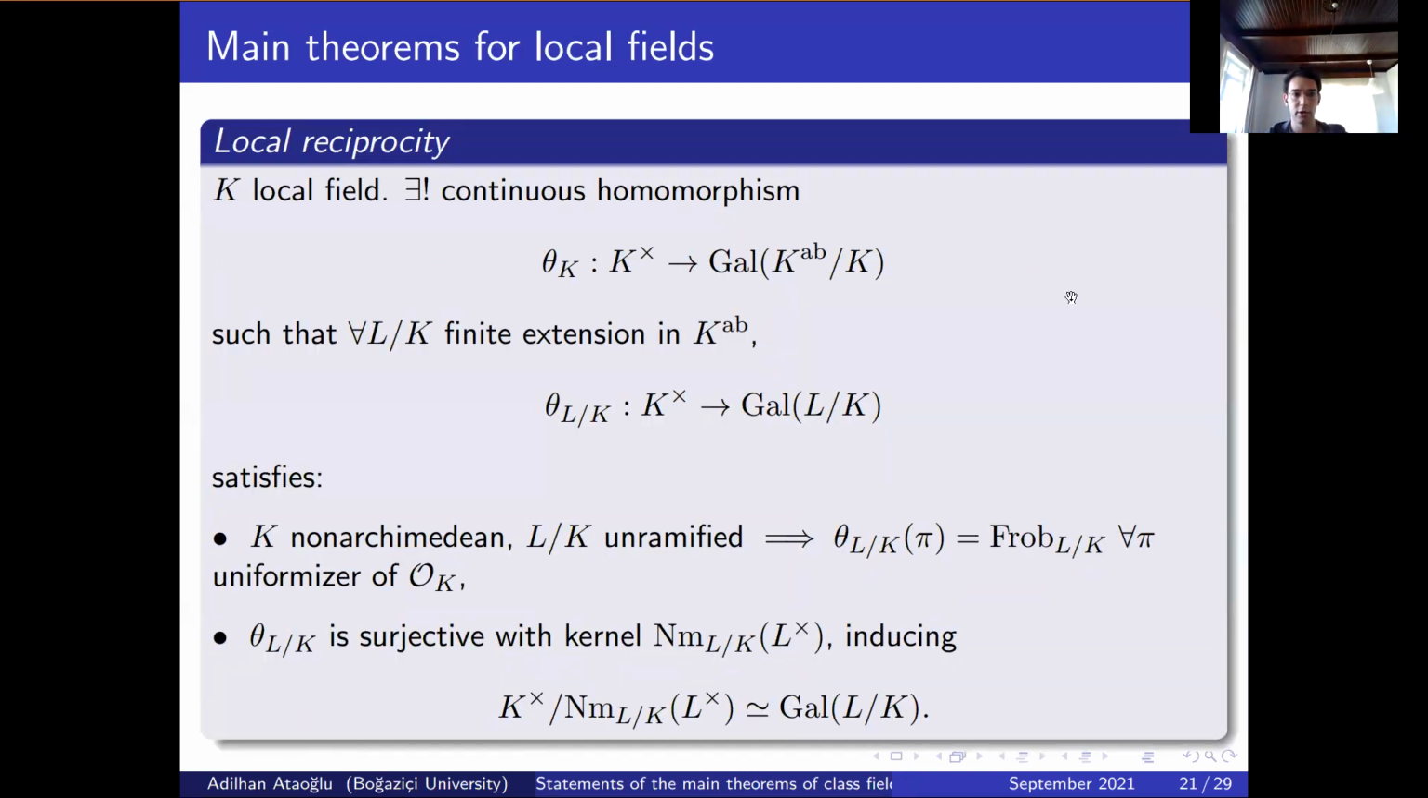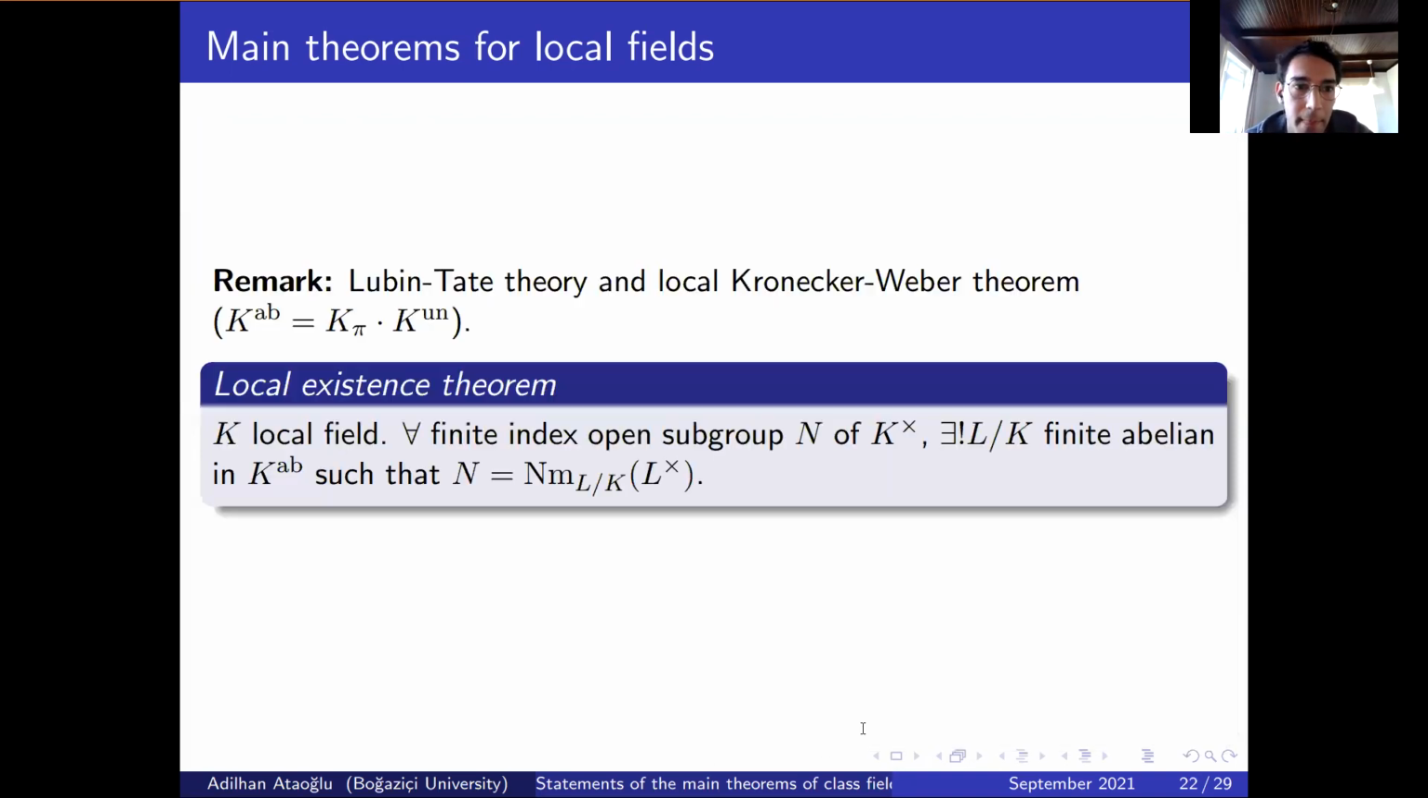Now we state these theorems for the local fields. Let K be a local field. Then there exists a continuous homomorphism theta_K, called the local Artin map, from K star to the Galois group of the maximal abelian extension of K, such that for any finite abelian extension L over K, the theta_{L/K}, the local Artin map induced by the restriction to the Galois group, satisfies these two conditions. I skipped the first one, and the second one says that theta_{L/K}, the local Artin map, is surjective with the kernel the norm image of L star, inducing this isomorphism between these two groups. Again, arithmetic and the extension.